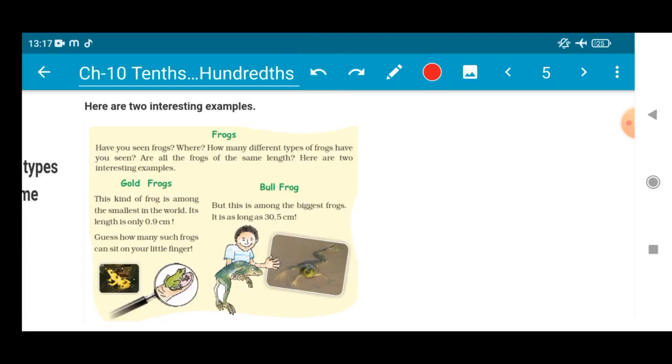Now guess how many frogs can sit on your little finger. So you have to guess it. When you go to a pond, if you get gold frogs, just have a look, pick it up and keep it on your nail and just see how much area it is actually covering.